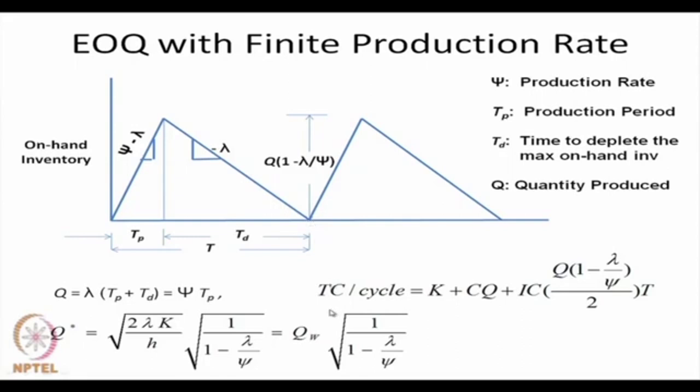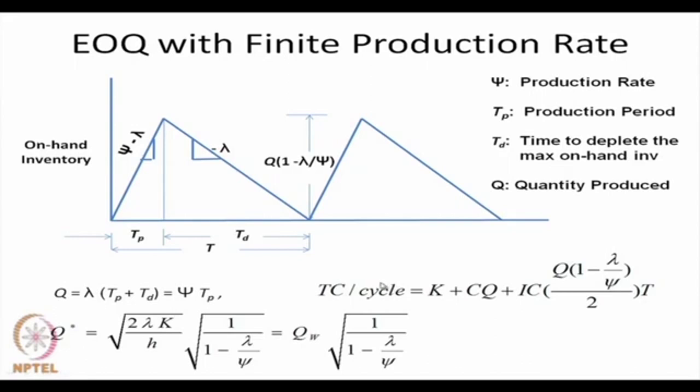Once again, the total cost per cycle is the order cost, fixed order cost, and that is for us the setup cost. For every order that is received for a different product, the machine has to be set up. So, there is a setup cost involved. So, for this particular case where production is involved, we call it the setup cost. K plus CQ plus the same thing, IC multiplied with the average inventory held. The average inventory is the maximum inventory divided by 2. Maximum inventory is this Q into 1 minus lambda by psi multiplied by T.